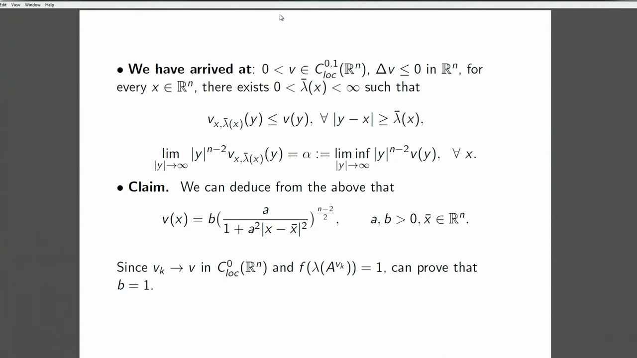In fact, such a function will have a specific form. This property will give this specific form. Once we have this specific form, it's easy, and it basically proves the classification. So I think I will stop today.